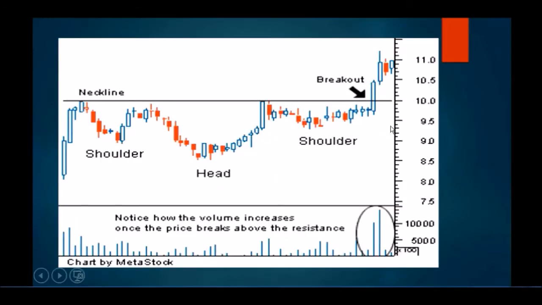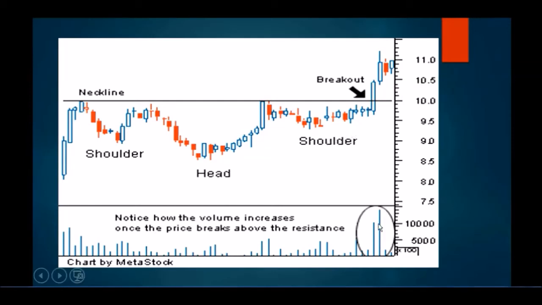So this is another one again. This one labels the breakout entry for us. We see the neckline, shoulder, lower low, head, shoulder. What does it do? Comes up, breaks that neckline resistance, entry can be made, and we see a good run.